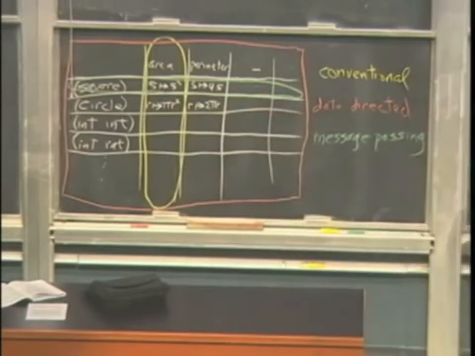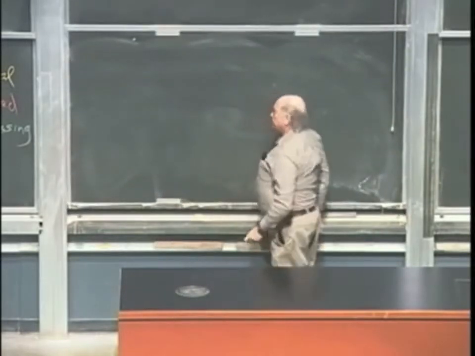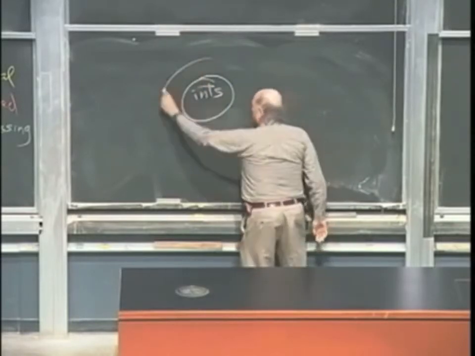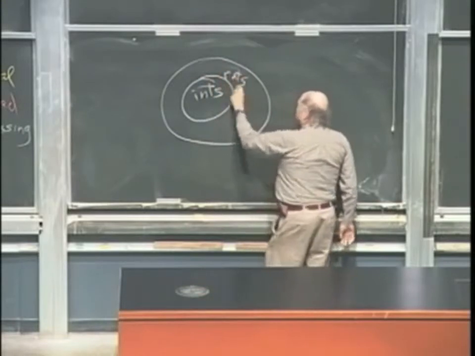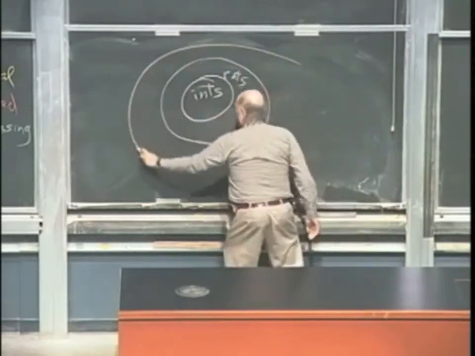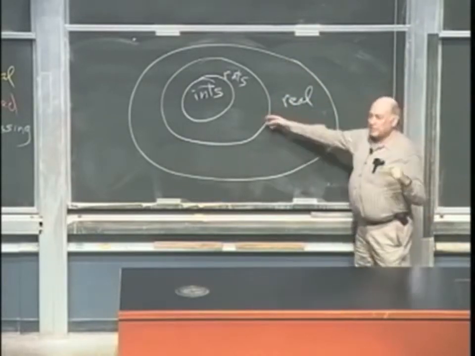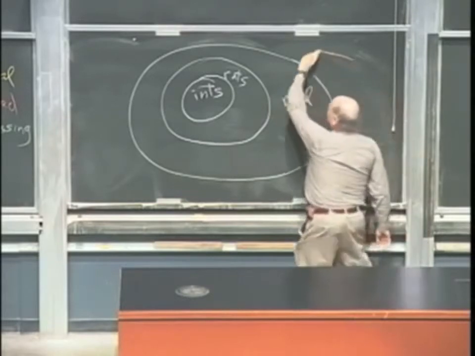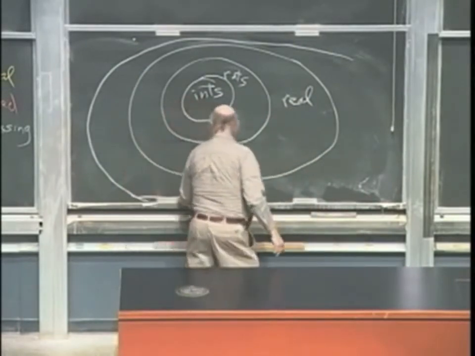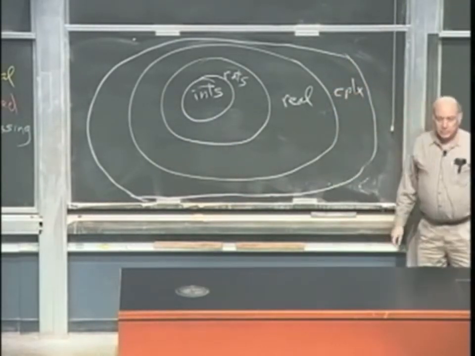And we notice that numbers have a special property. Namely, here's the integers. All integers are rational. Right? So the integers are a subset of the rationals. All rationals are real. Lots more reals than rationals, but every rational number is a real number. And furthermore, every real number is a complex number, right?